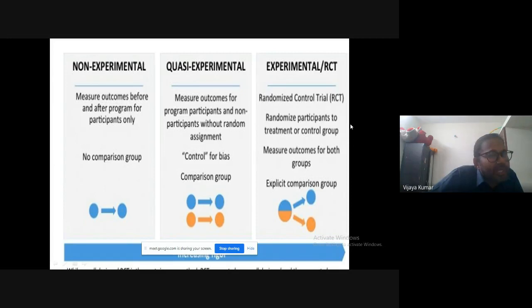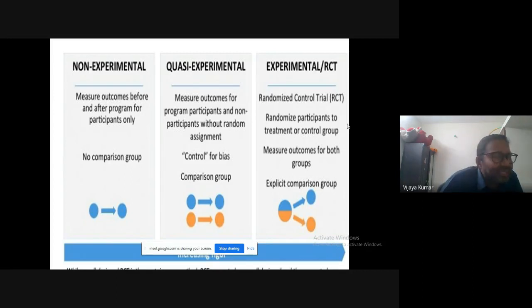One is non-experimental, another one is quasi-experimental, and the third type is actually experimental. Okay, and non-experimental is measuring the outcomes before and after a particular program. Suppose you have a particular program. What are the outcomes before you started? And after you taught, what are the outcomes? If you make this kind of observation, this is called a causal comparative design. There are no comparison groups. It's only before and after.